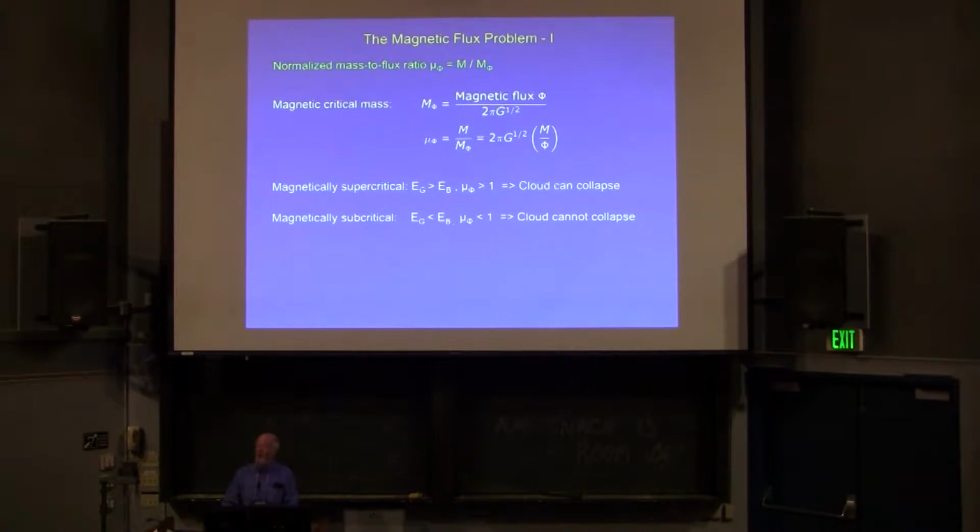People then refer to some systems as being magnetically supercritical. That means that the gravitational energy is greater than the magnetic energy. Mu phi is bigger than 1. You have a large mass to flux, and that means that in principle the cloud can collapse. On the other hand, if it's subcritical, where the gravitational energy is less than magnetic energy, mu phi is less than 1, and the cloud can't collapse.